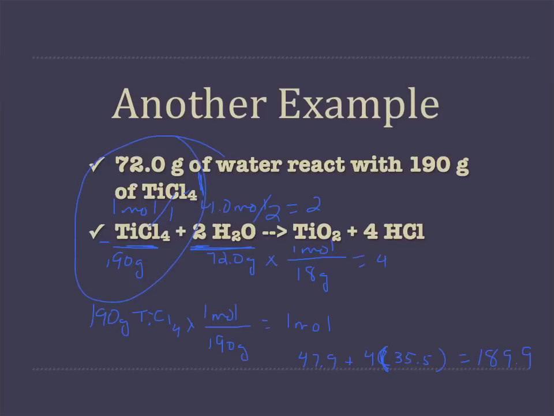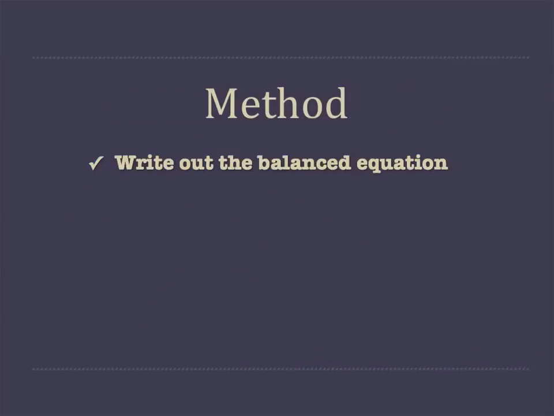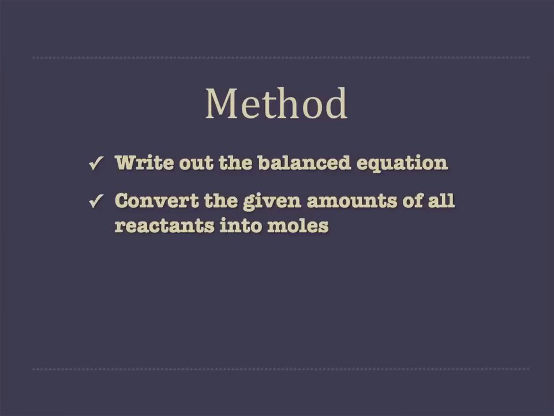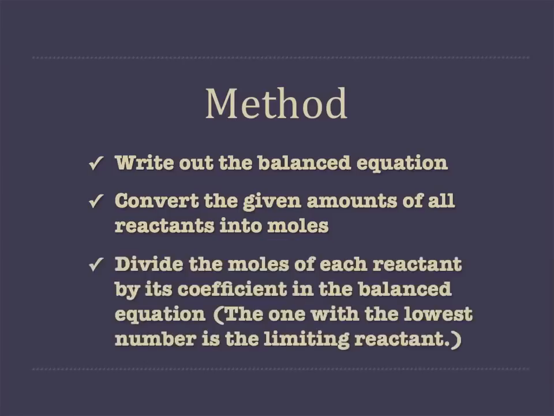Whichever one of those is the smallest, in this case TiCl4, is our limiting reactant. Okay, so let's go through the steps here. Write out the balanced equation. That's always the first step. Second, convert all of your reactants to moles. And then last, divide by the coefficients in each one. Whatever gives you the lowest, that's your limiting reagent. 3 steps: 1, write out the equation. 2, change to moles. 3, divide by the coefficients to give you the limiting reactant.